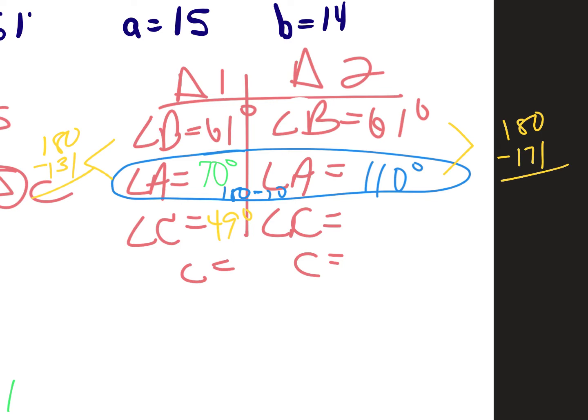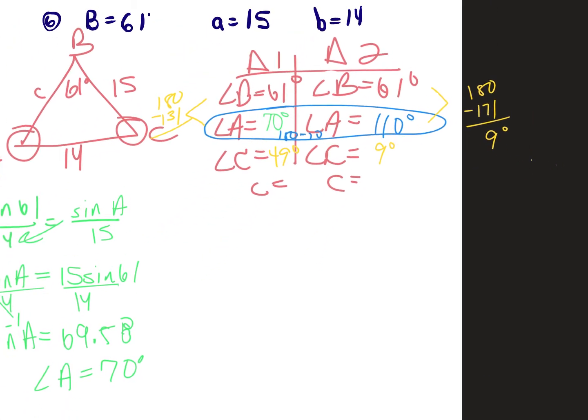171. That's close to 180, isn't it? But is it less than 180? Yes. So this is just a tiny angle. In our first example, when we added those two together, it was more than 180, so we crossed it out and said, oh wait, there's not a second triangle. But here, I see there's 9 degrees left over, correct? So this little angle over here is 9 degrees. How many triangles do we have present here, guys? There's 2. So I have to find side C in both triangles.